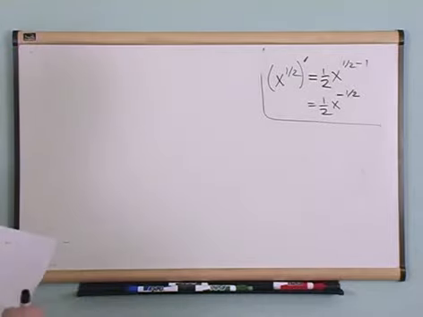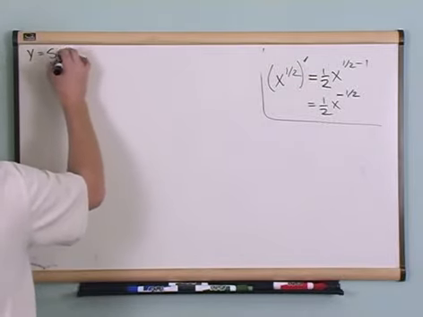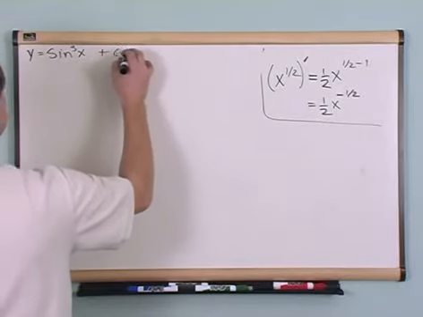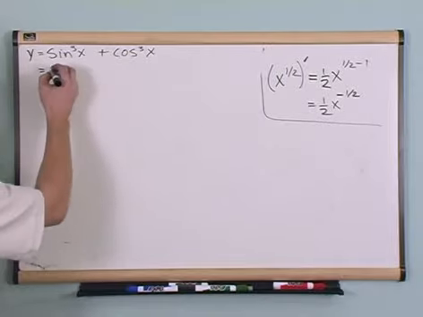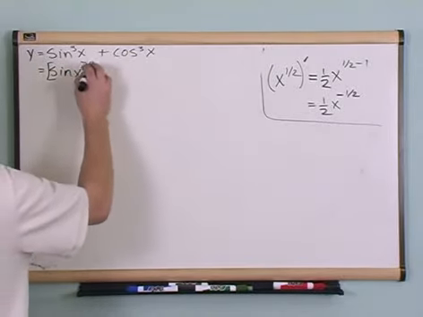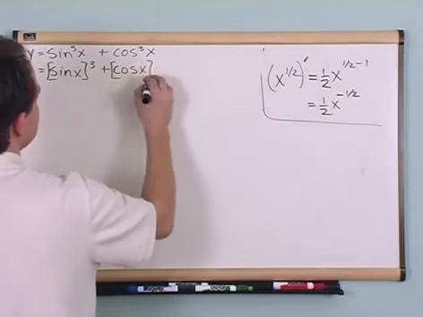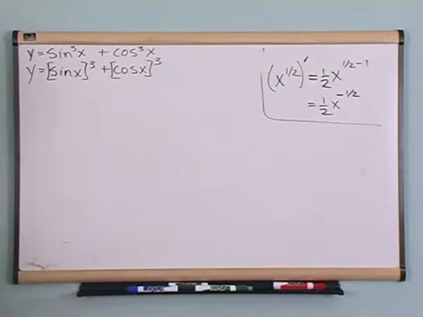What if you had sine cubed of x plus cosine cubed of x? And in order to make this clear, I'm just going to write it like this, just so everyone's exactly clear what we're doing. This is exactly the same. I haven't done anything to it. I'm just writing it this way.